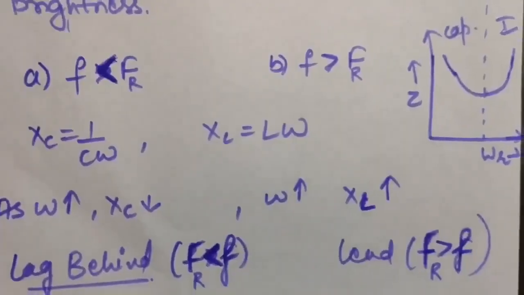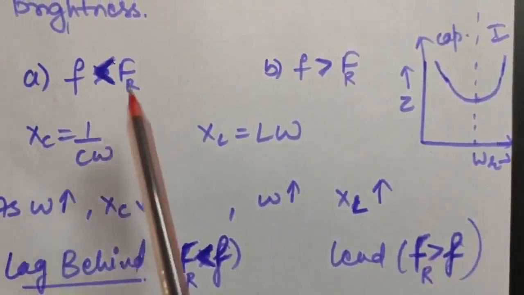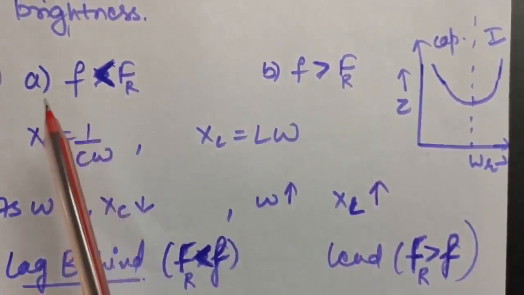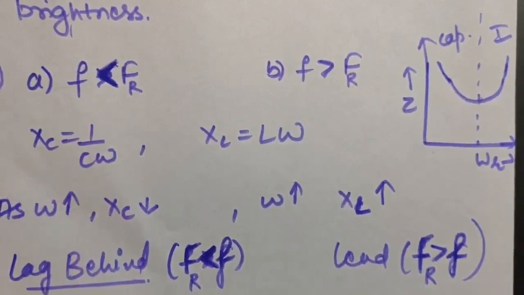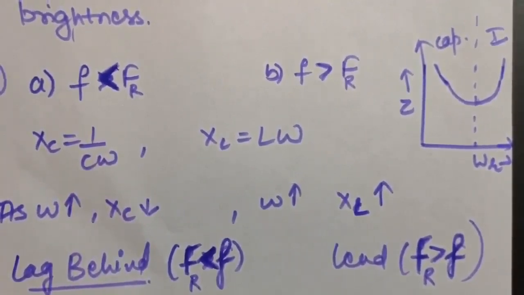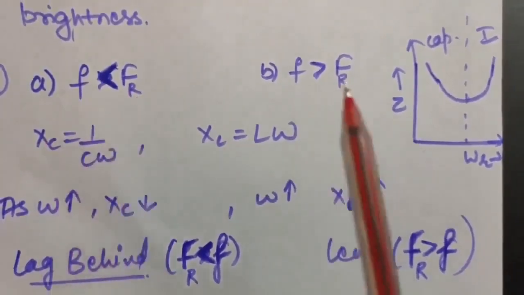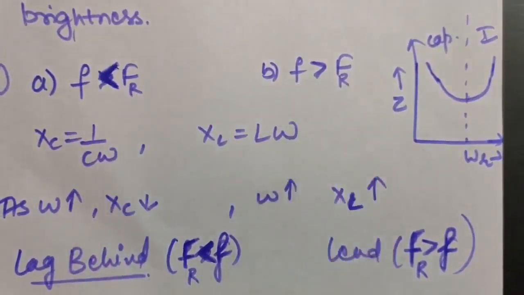In the seventh question, it is given that capital F is your resonant frequency. So I am denoting it by FR. And F is the normal frequency. So there are two parts which say you have to tell whether the current will lag behind or lead the voltage when frequency is less than resonant frequency and when frequency is greater than resonant frequency. So let us talk about it.